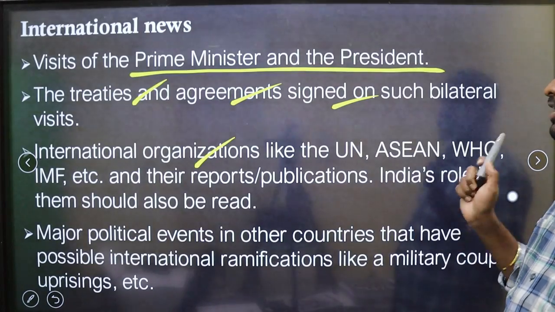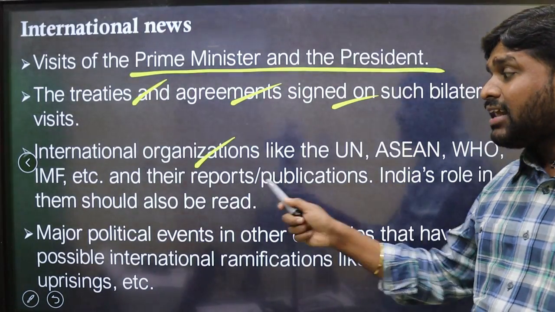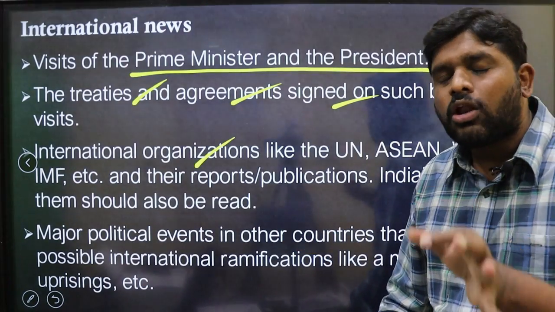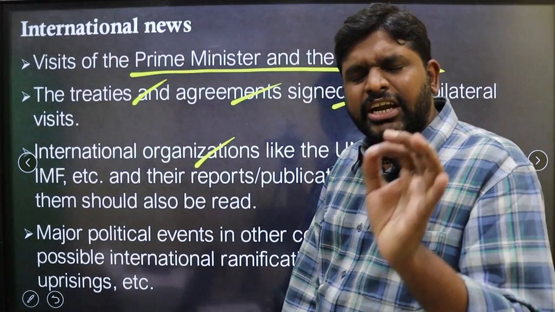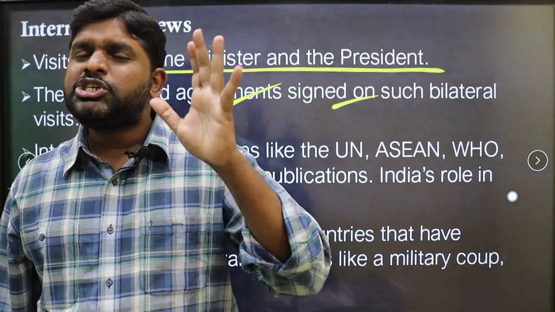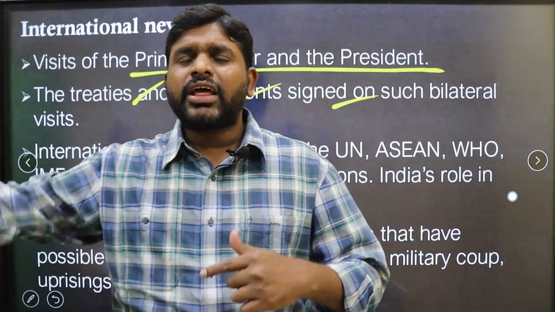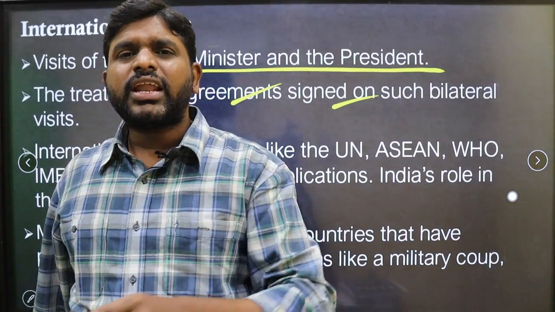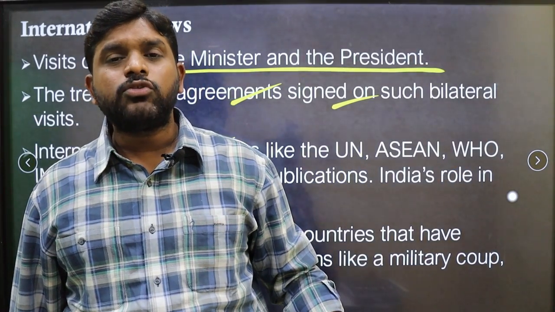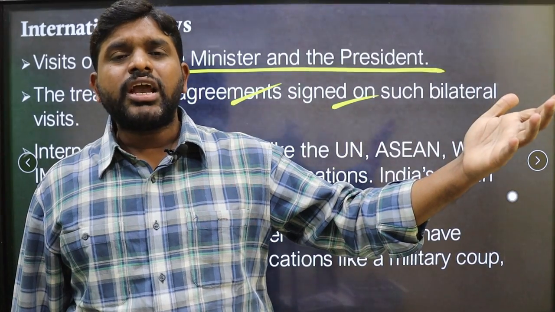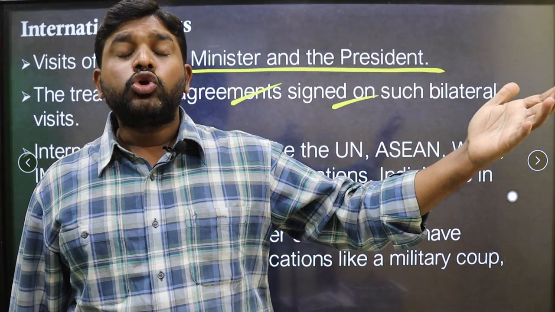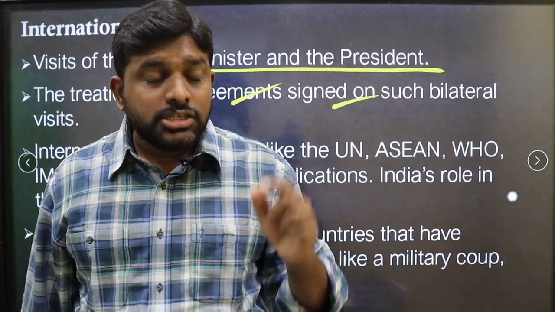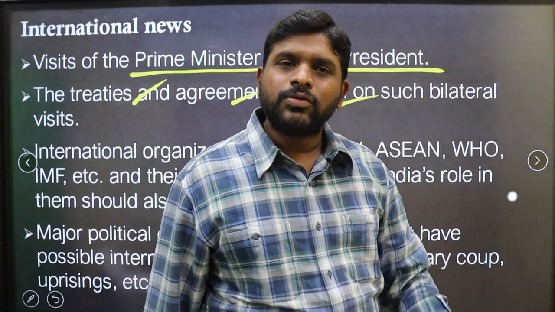International organizations like UN, ASEAN, WHO, IMF and their reports, their publications, India's role in them should also be read. So what is the role of India? In the Paris Climate Summit, India's role is paramount, appreciable. The World Trade Organization was against the National Food Security Act. Why is the World Trade Organization against our act called the National Food Security Act, whereby the government of India is planning to provide two-thirds of the population with subsidized food grains? What is the problem with the World Trade Organization? In that format we have to do it.